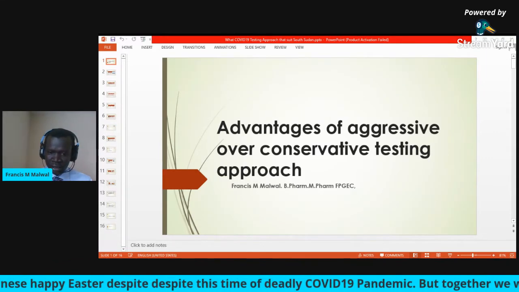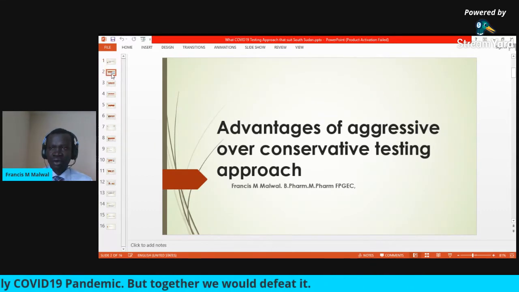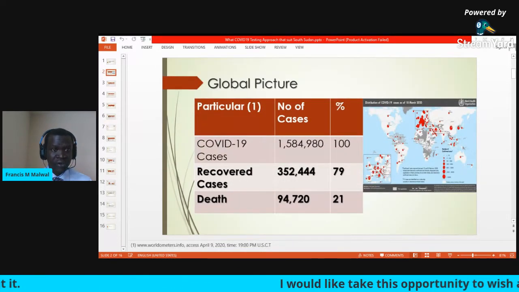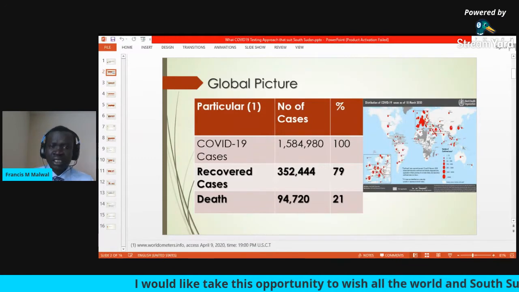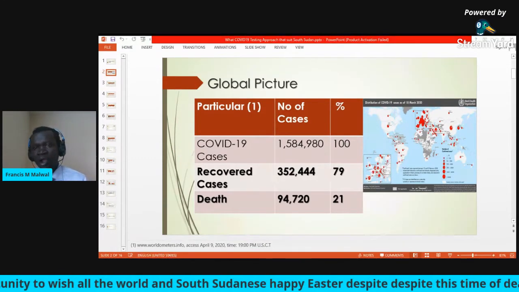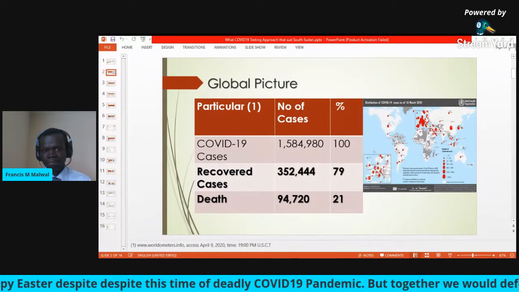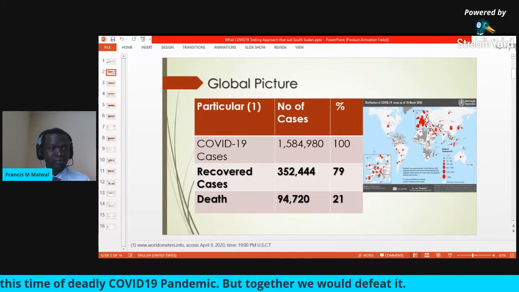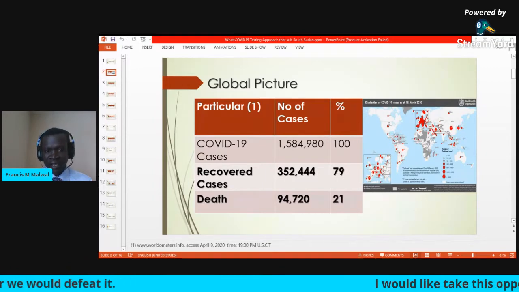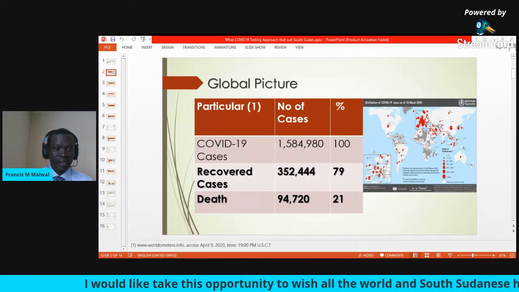So basically, in this presentation, I will give you a lot of statistics. There are so many statistics here. The first thing that we need to look at is the global picture, how the world is affected by this COVID-19 virus. Up to yesterday night, these statistics were accurate, because these numbers keep changing from time to time.